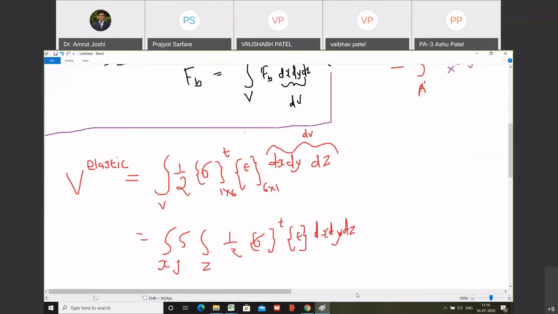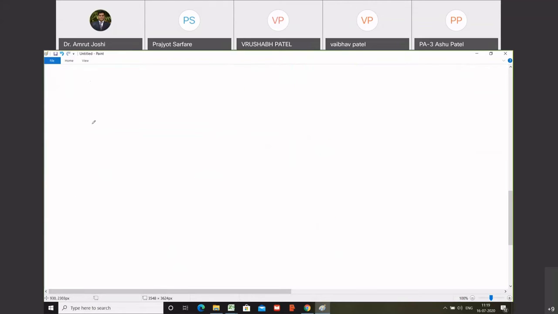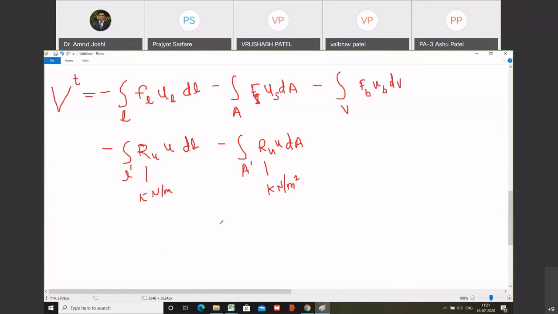Okay. So we have now written down the potential energy stored in the body on account of its elastic behavior, that is also called strain energy. So what is the total potential energy? So can I now write the total potential energy of the body? It is the summation of external potential energy plus potential energy stored due to strain energy. Do you agree with me? Yes, sir.